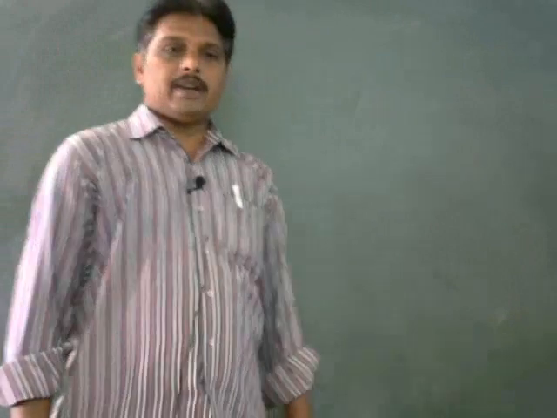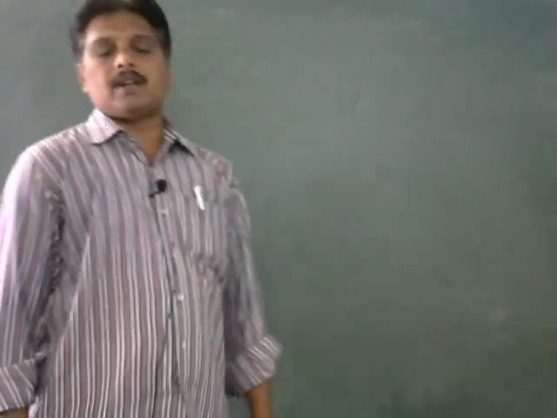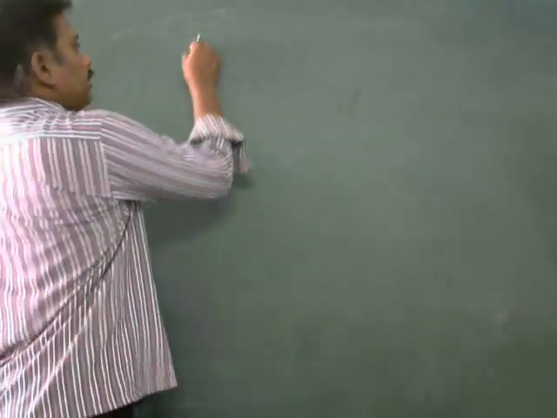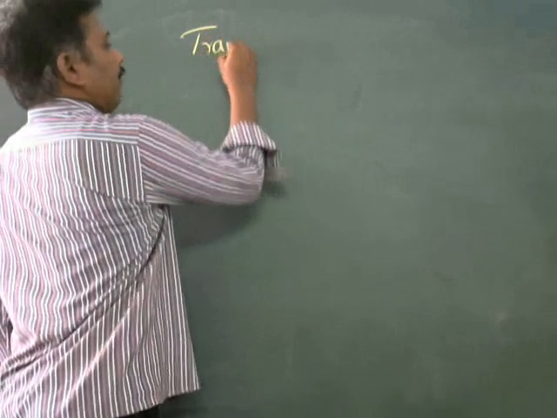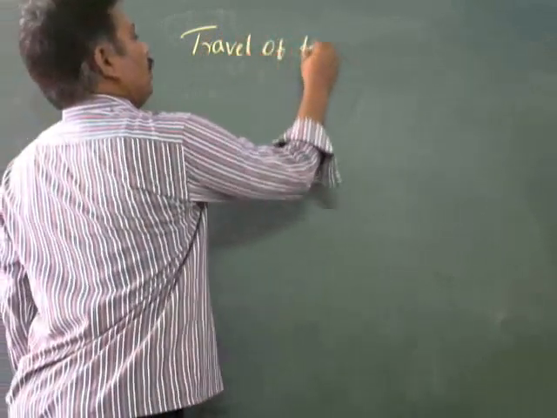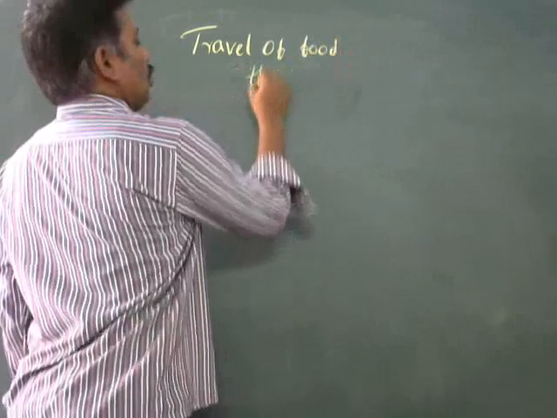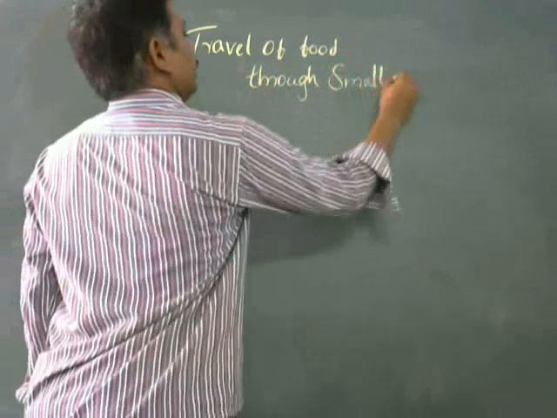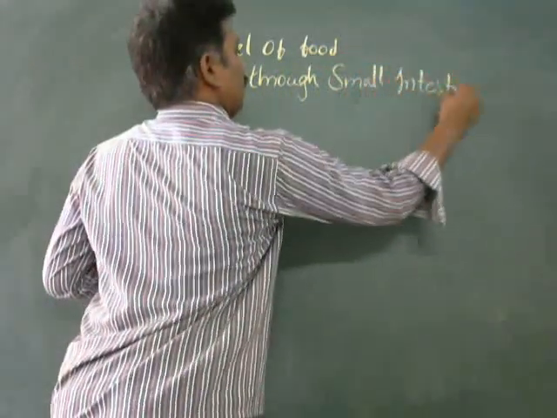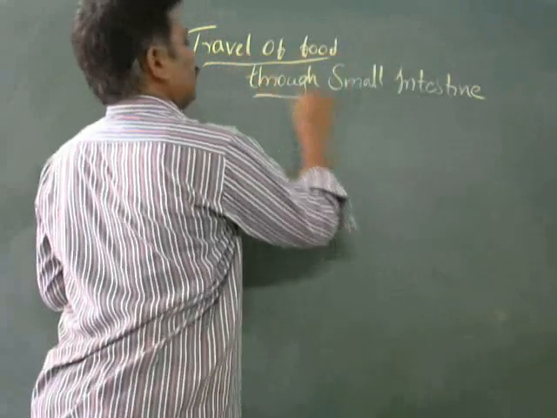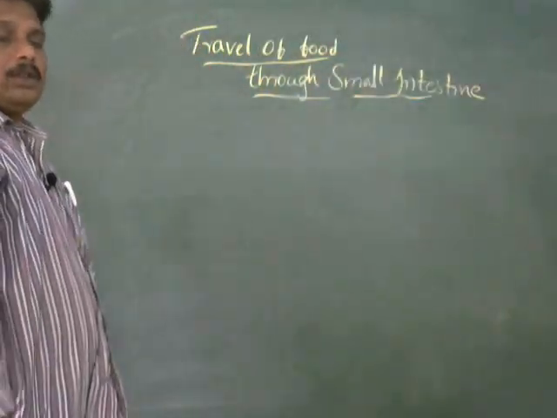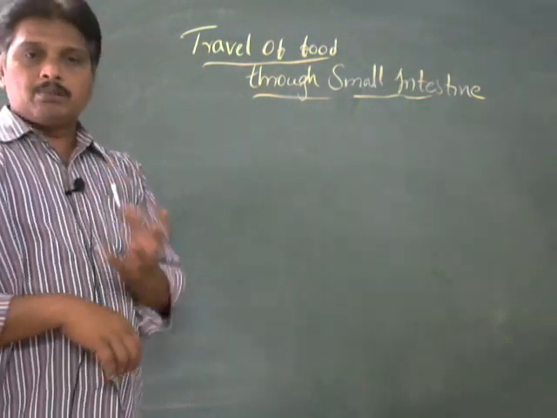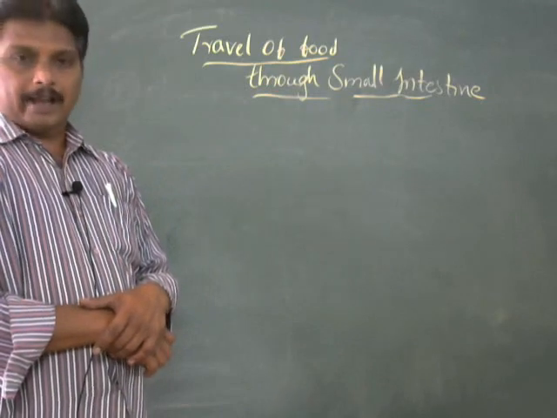In yesterday's class I explained how the stomach works as a mixer and grinder. And today we discuss the next portion, that is the travel of food through the small intestine. When the digestion process in the stomach completes, we get a smooth porridge-like material called chyme.